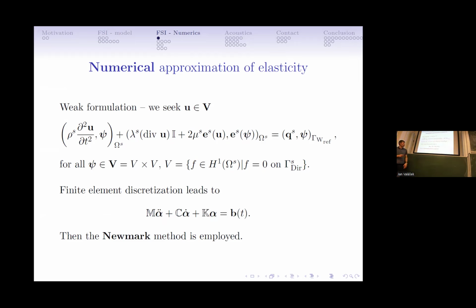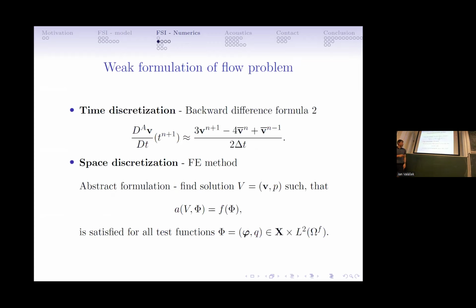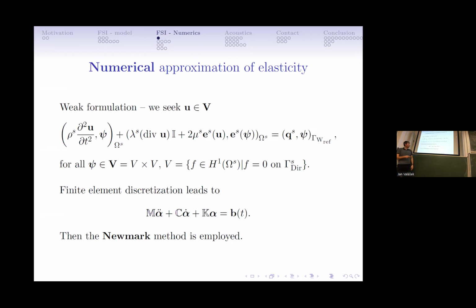system of ordinary differential equations of second order, where we get these finite element matrices: M for the mass matrix, K for the stiffness matrix, and C is some potential additional matrix related to that. And this system we solve in time by the Newmark method, which is second order accurate and conserves energy.